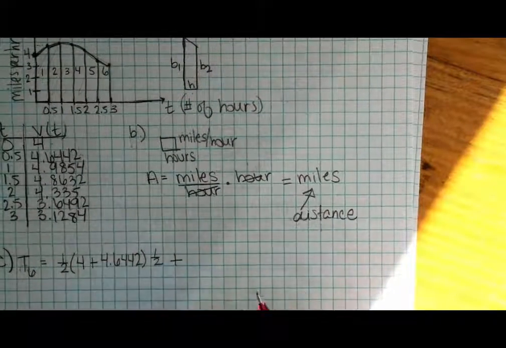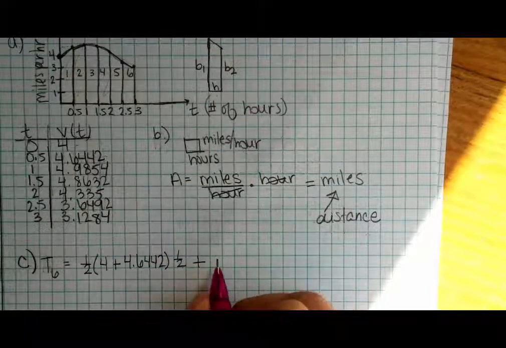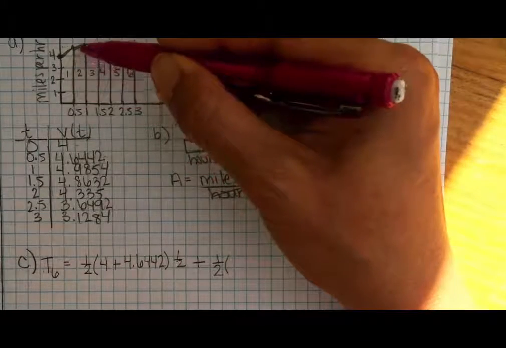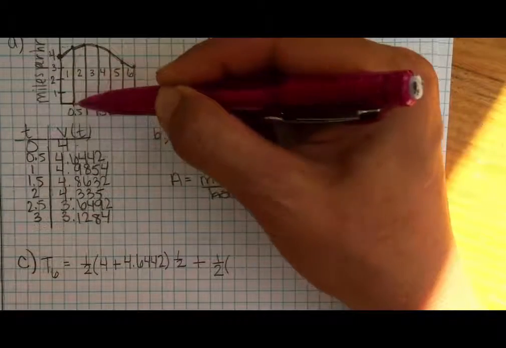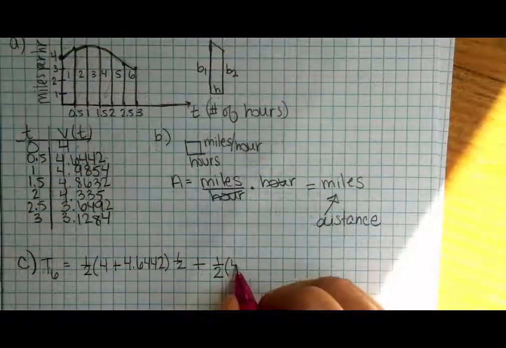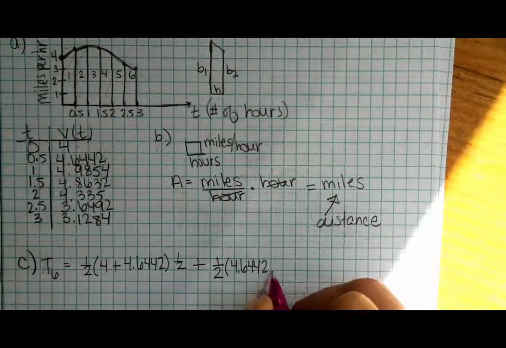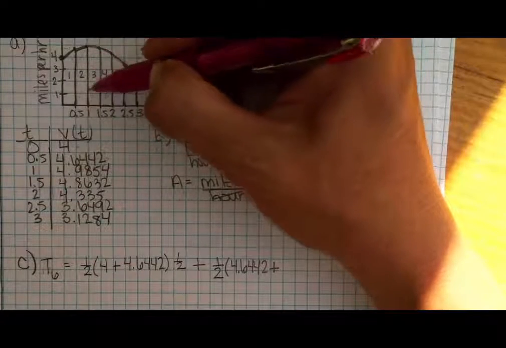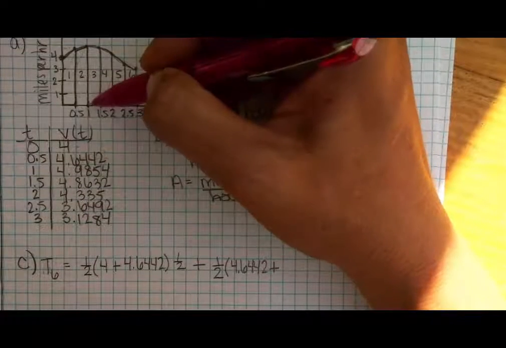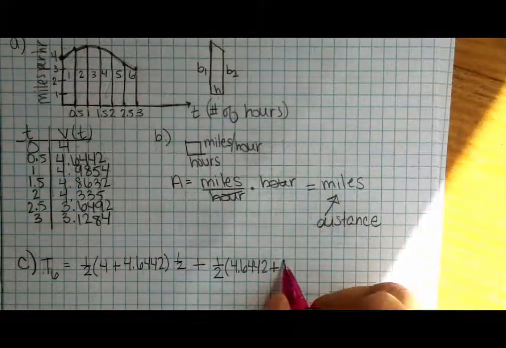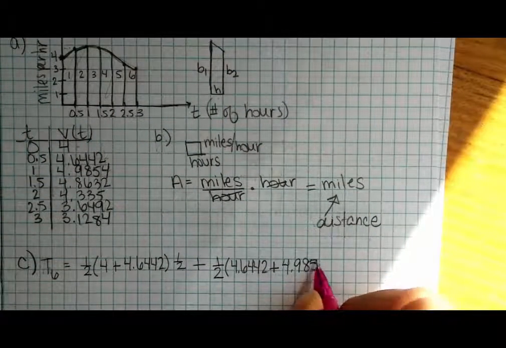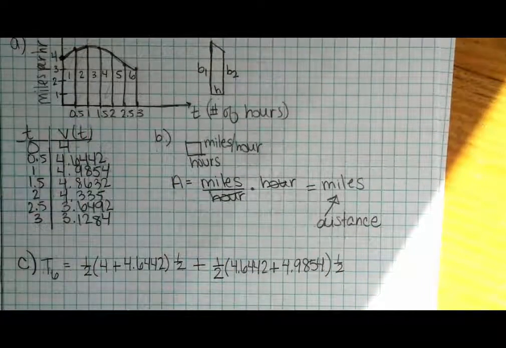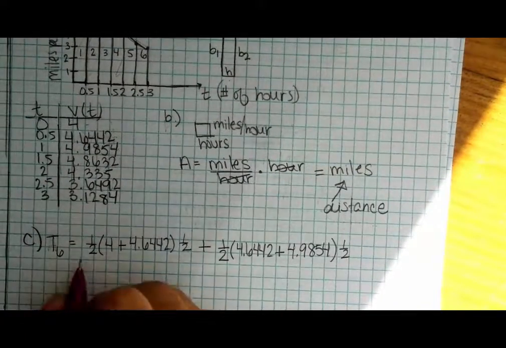All right, so my next trapezoid, well, it's going to be 1/2 the sum of my 2 bases. So the first base of the second trapezoid is really my second output, right? That 4.6442. And then the second base is really my third output here, which is that output at 1, which is 4.9854. And again, I need to multiply also by the height, which is 1/2. Okay, this is going to take up some room, so let's do the next one.